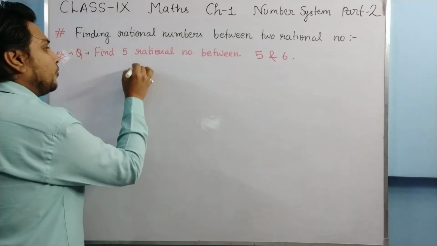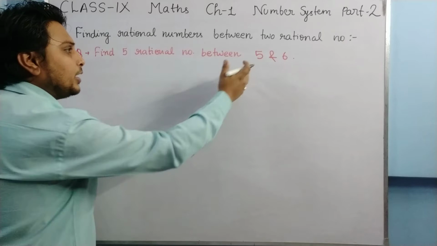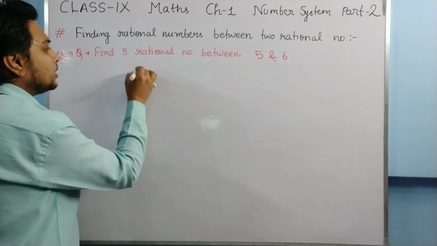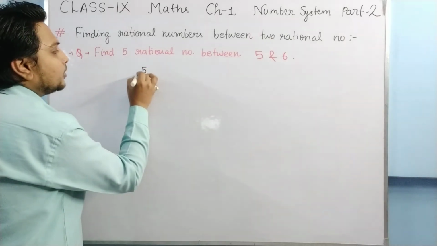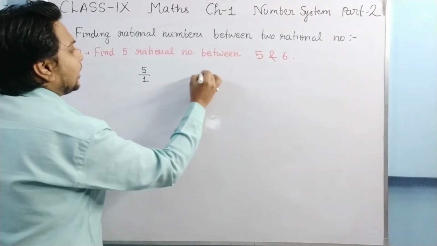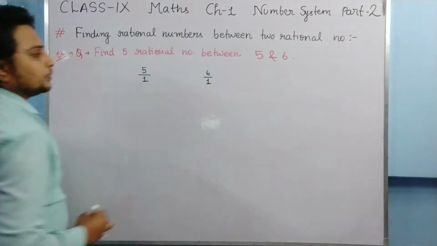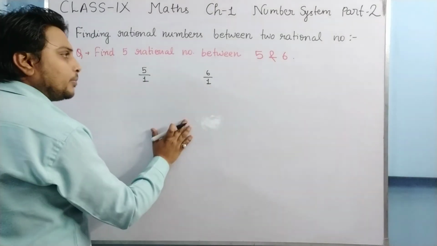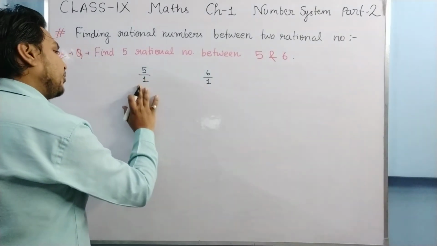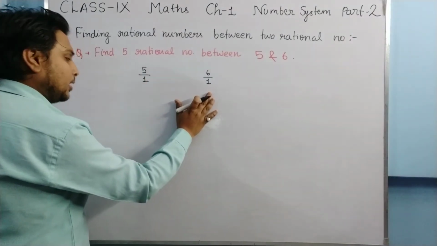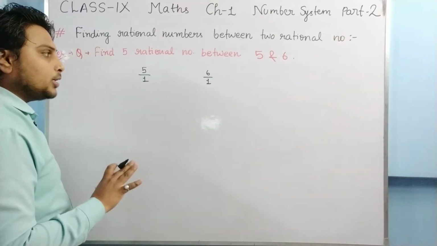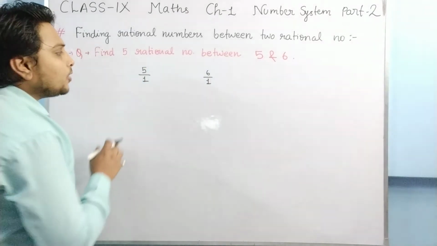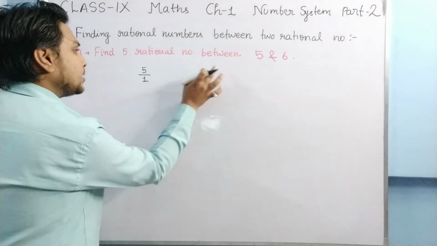See, there are a lot of methods to find 5 numbers between 5 and 6, but the method I prefer for you is to write the number 5 as 5 upon 1 and 6 as 6 upon 1. You can see that the denominators are the same. So if the denominators are equal, then it is okay, and now you can compare the numerators. The numerators are 5 and 6.